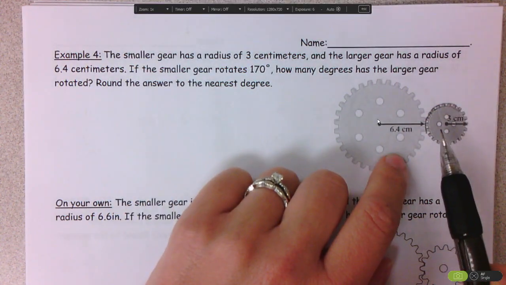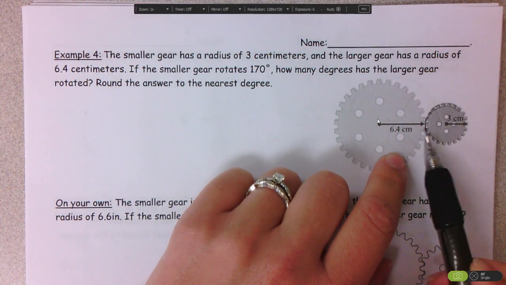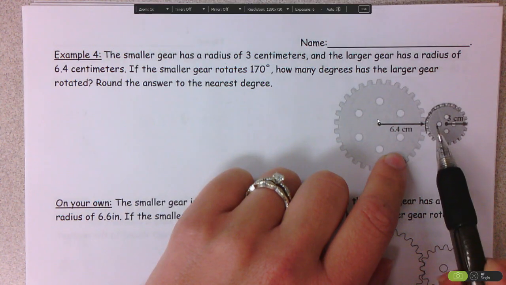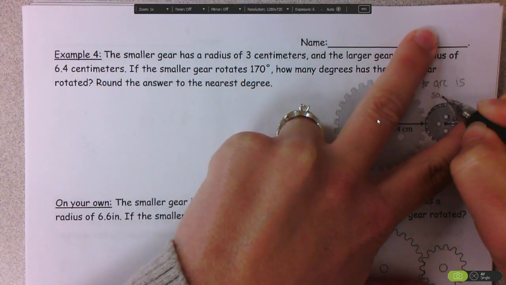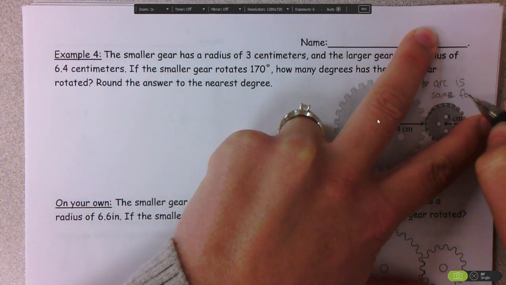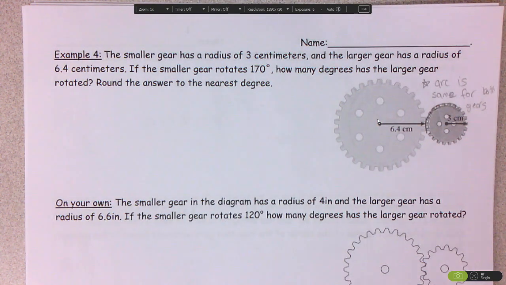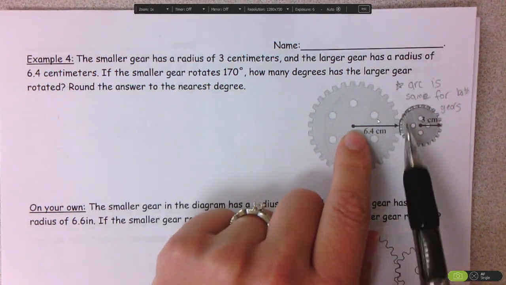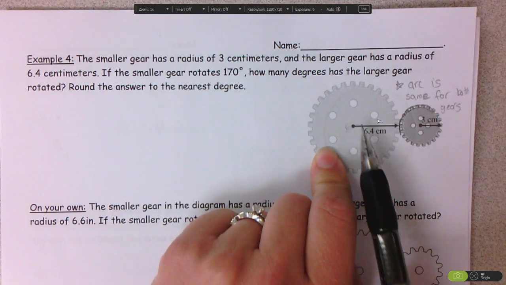So what happens is when the small gear turns, the arc length is going to be the same for both of the gears. Okay, so that's important to note. So the arc is the same for both gears. That's going to help us solve this, because if I have how much the small gear rotates, and I have the radius, I can find the arc length, and then I can work backwards. If I have the arc length, I can work backwards to find the angle that the larger gear is turning.